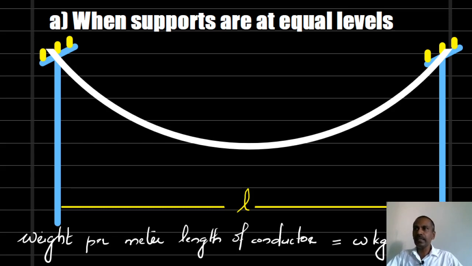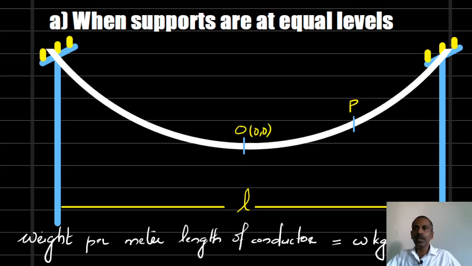At first we consider the supports at equal levels. We consider this transmission line. The distance between the two supports is L meters. Let's consider a small portion of the conductor. We consider this portion OP. O is the lowest point on the conductor. Let it be the origin.